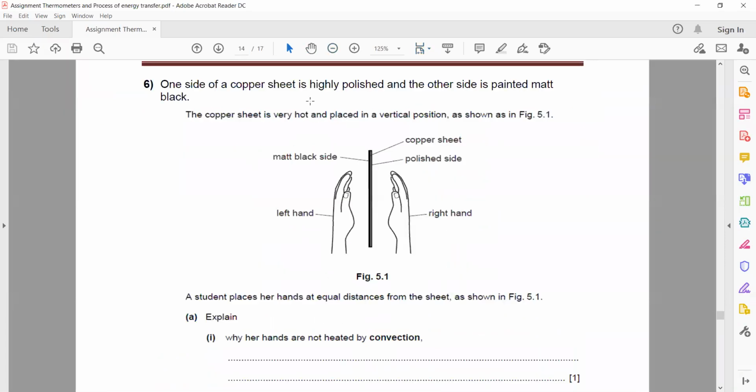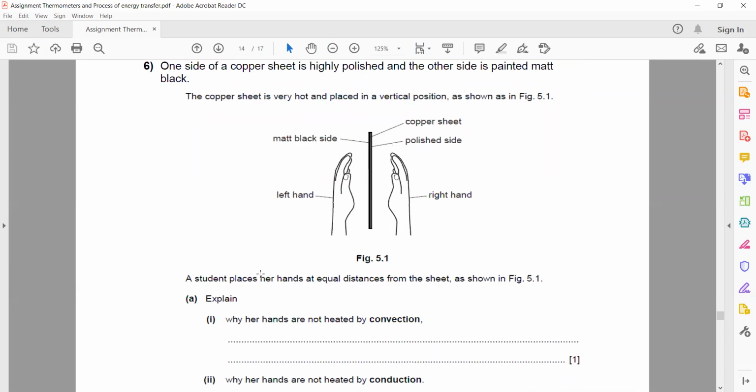One side of a copper sheet is highly polished and the other side is painted matte black. The copper sheet is very hot and placed in a vertical position, as you can see. The student places her hand at equal distance from the sheet. Explain why her hands are not heated by convection.